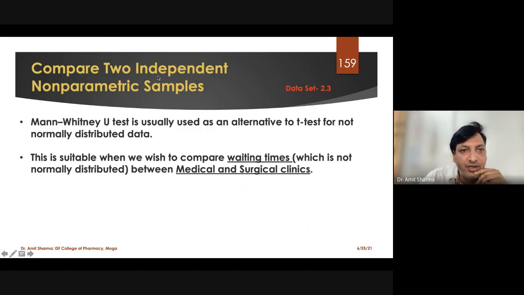Compared to the independent non-parametric sample test, we used to call it the Mann-Whitney U test, which is the alternative of the independent T test, where the data was found normally distributed. And the situation is the same, that we wish to compare the waiting time, which is not normally distributed. That means we applied the test for normality distribution to the waiting time, and we found that waiting time was not normally distributed. We got positive or right skewness in the data, so we have chosen to go for the Mann-Whitney U. If the waiting time was found normally distributed, then we should go for the independent T test, because we have only two categories, medical and surgical.